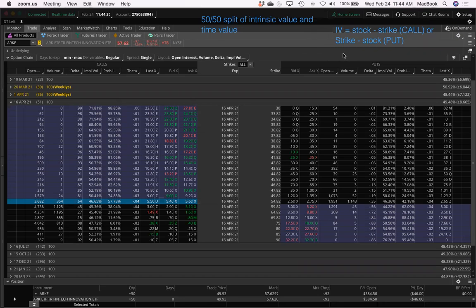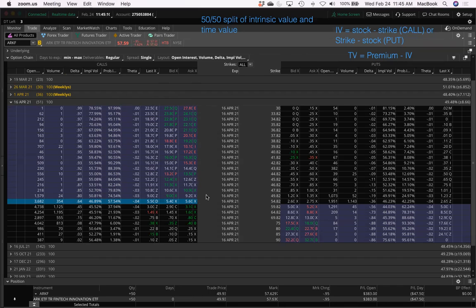And then the time value, which we're going to call TV, is determined by TV equals the premium that you're going to pay minus IV. Okay, so that would be premium minus IV. Premium meaning what are we going to pay, pretty much on the ask, right? So let's look for essentially a 50-50 split. And that's the strike that they would recommend that you select for an option.